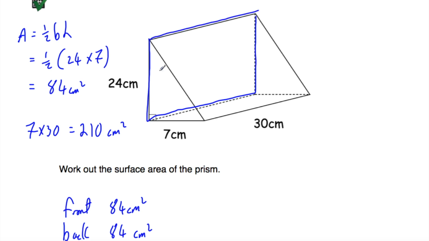And this left-hand face is a rectangle. The length of the rectangle is 30 centimeters. That's 30 centimeters there, the length of it. The height of it is 24. And if we do 30 times 24, that'll be the area of that left-hand face of that triangular prism. So 30 times 24 is equal to 720 centimeters squared.